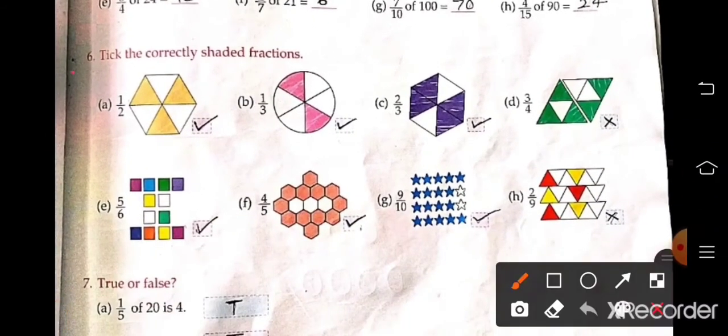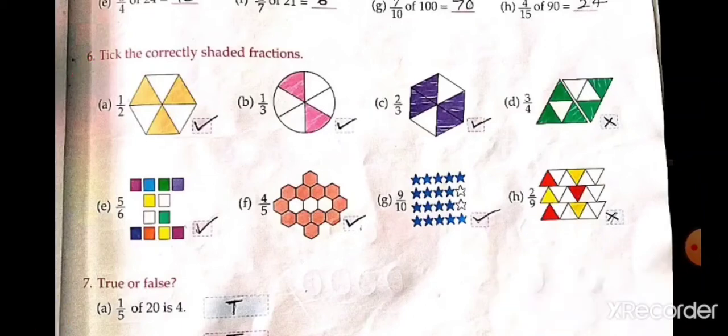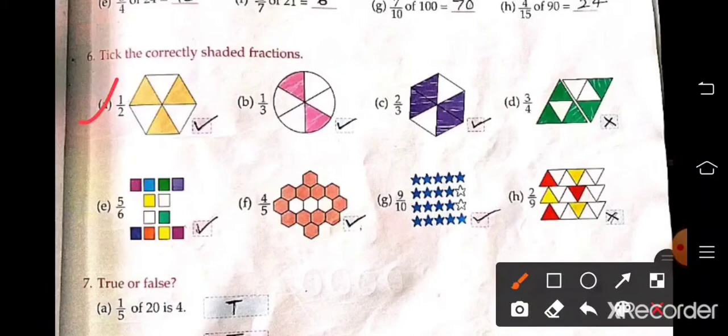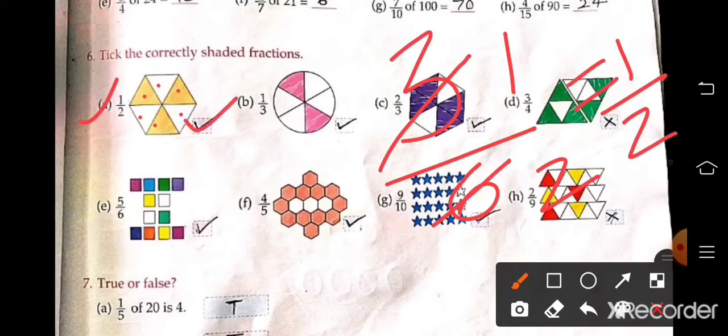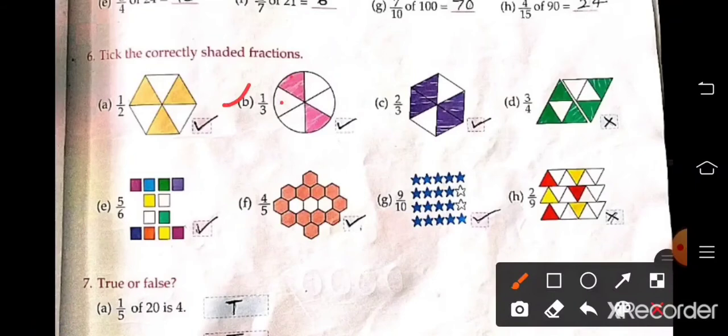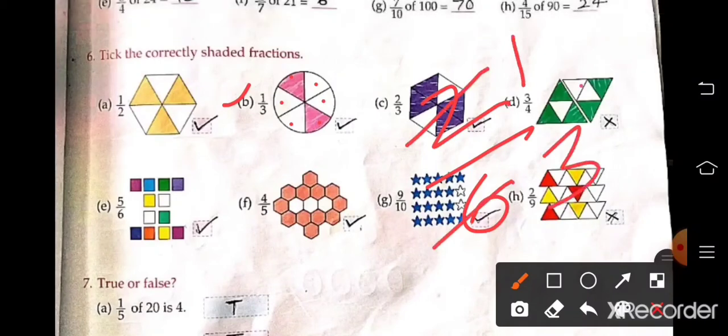Now question number 6, tick the correctly shaded fractions. So we have to check here. A part, total how many parts are here? 1, 2, 3, 4, 5, 6. Total 6 parts are here and 3 are colored. Means 3 upon 6. 3 1 ja 3, 3 2 ja 6. Means 1 upon 2. So it is correct. Okay, now look B part, total 1, 2, 3, 4, 5, 6 parts are here and 2 are colored. 2 1 ja 2, 2 3 ja 6, means 1 upon 3. So it is also correct.